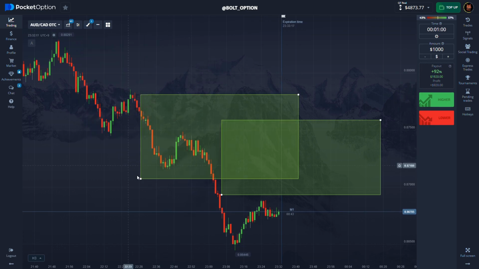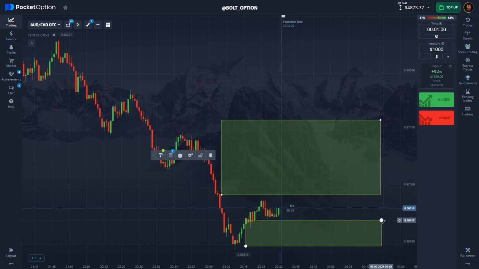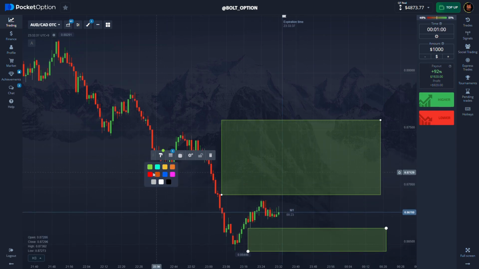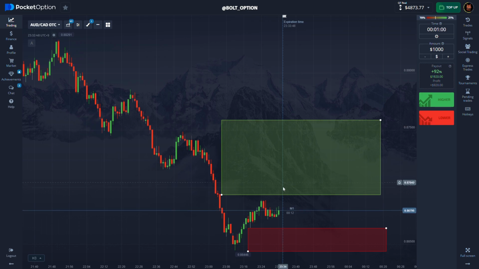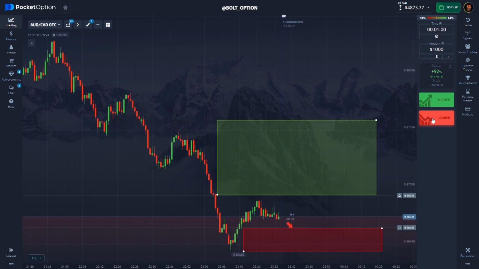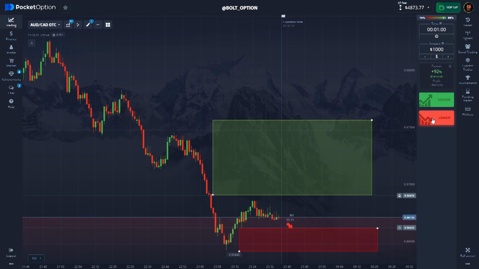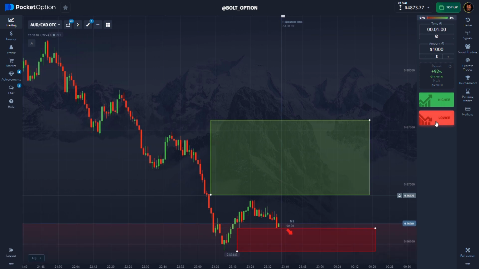Locate the gap between past candles and wait for the price to hit the rectangle before deciding to go for a sell or buy. Let's observe the price movement. As we see the price entering the red zone, it indicates a sell.